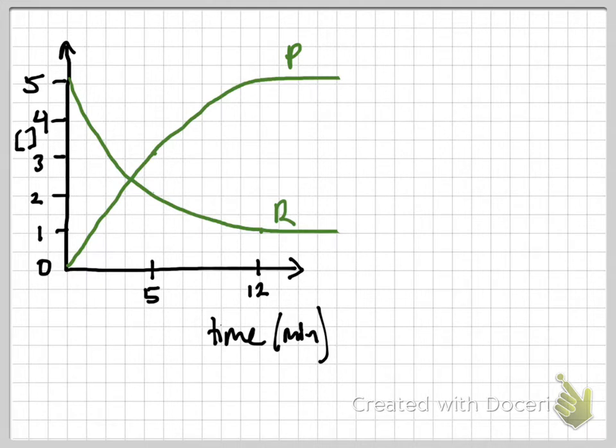Note, if you look at this graph, because the reactant and product lines have become parallel at 12 minutes, it means the reaction has reached equilibrium at 12 minutes, i.e. the concentration of reactants and products are no longer changing, so it's reached dynamic equilibrium. On this graph, at the 5-minute mark, the concentration of reactants is 2 molar and the concentration of products is 3 molar.